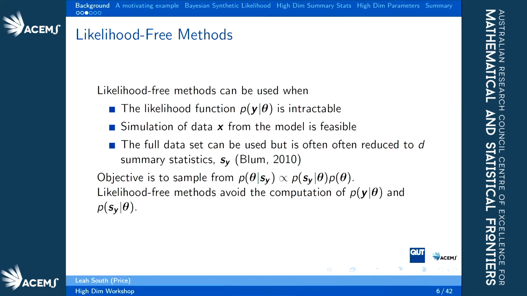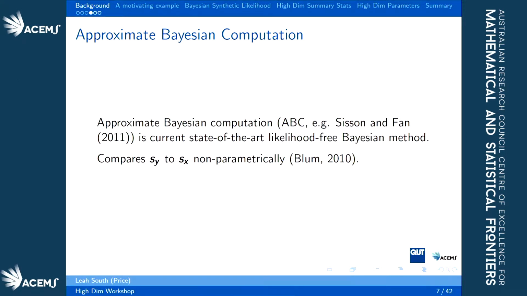And it is possible to work on the full data level, but generally it's common practice to reduce the data to a set of summary statistics, and we denote that S(y). Then the objective is to sample from the summary statistic posterior, which is proportional to the summary statistic likelihood times the prior. And since our likelihood function is intractable, often so is our summary statistic likelihood. So we use likelihood-free methods that avoid the computation of both of those things. And the current state-of-the-art method for likelihood-free inference is approximate Bayesian computation, or ABC.